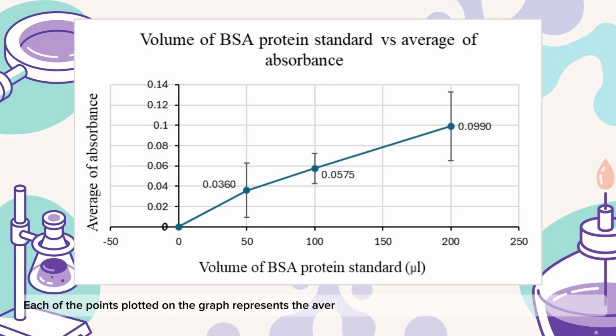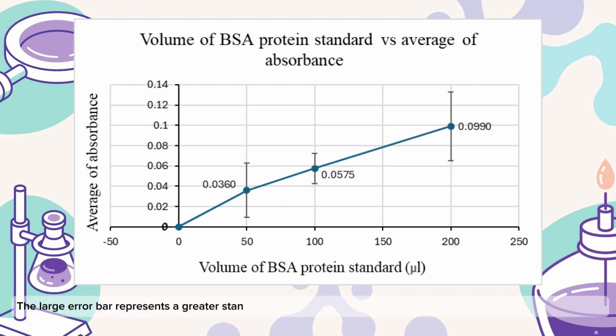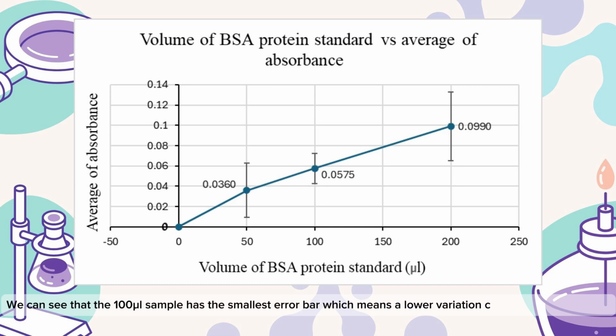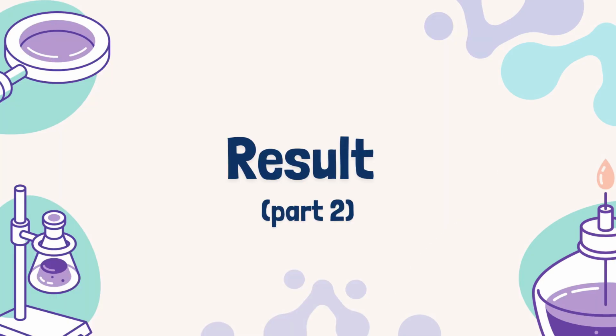Each of the points plotted on the graph represents the average of the two readings for each BSA volume. The error bars at 50, 100, and 200 microliter represent the standard deviation of the readings. A large error bar represents a greater standard deviation and correlates to more variation in the duplicate readings. We can see that the 100 microliter sample has the smallest error bar, which means a lower variation compared to the others. The 50 and 200 microliter samples have more variation as both have large error bars.